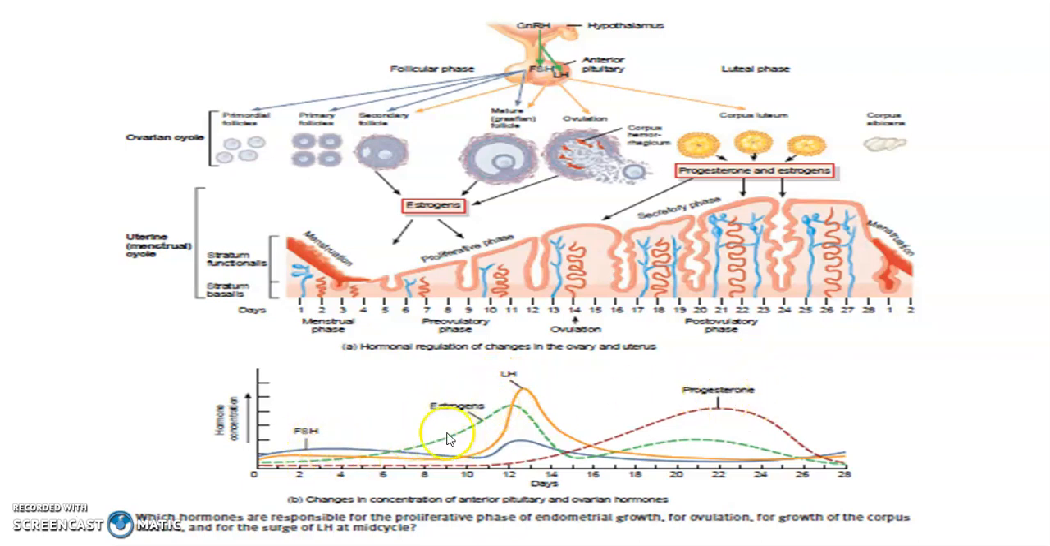Follicle stimulating hormone and estrogen: around day 12, estrogen reaches its peak. Due to the estrogen increase, the LH surge occurs, and the LH surge occurs on day 14. Day 14 is the day where the LH surge occurs, right?